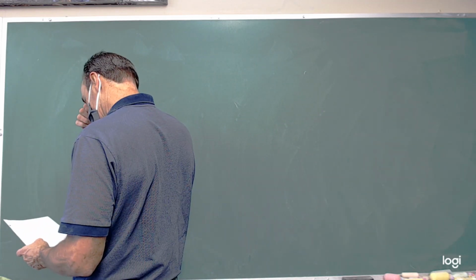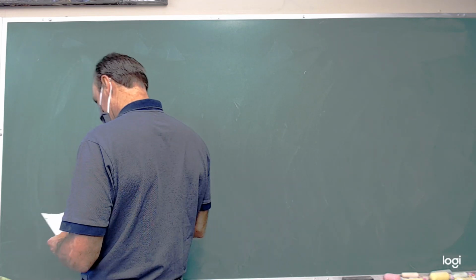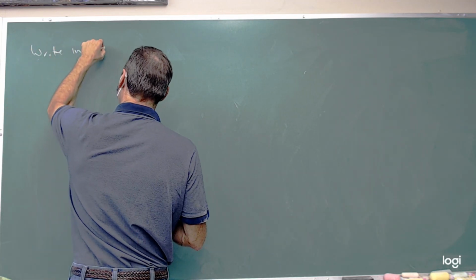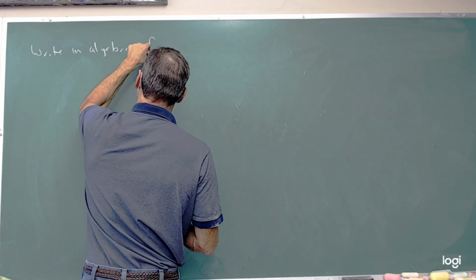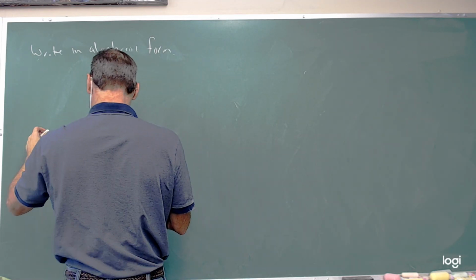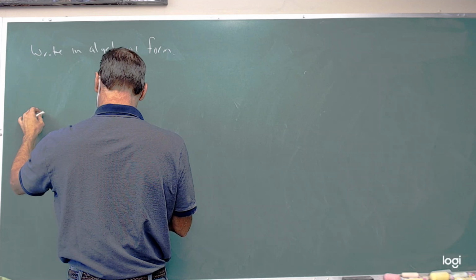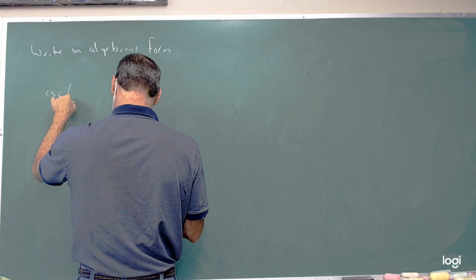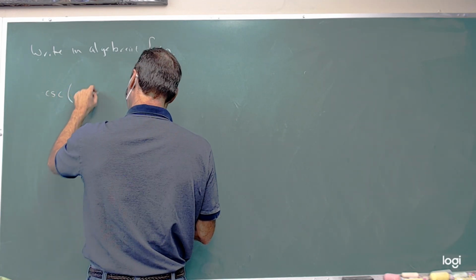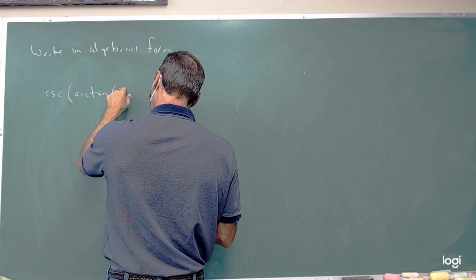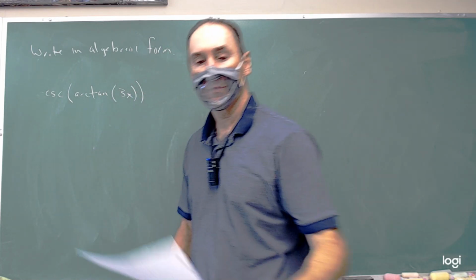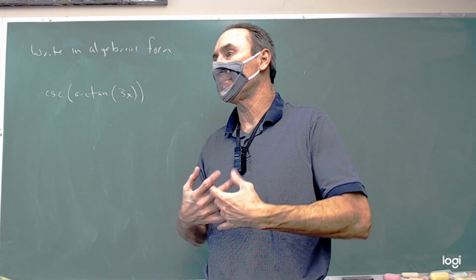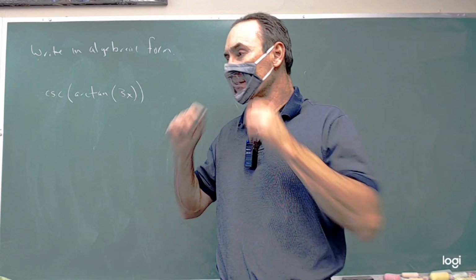Let's see. Let's say that. Let's write in algebraic form. I don't want you to take a derivative or anything like that, but I want you to find, let's say, the cosecant of the arctangent of 3x. What in the world does that mean? I don't know, but hopefully somebody in that next group can figure it out. Any suggestions?